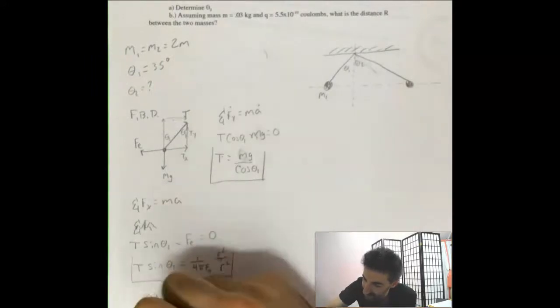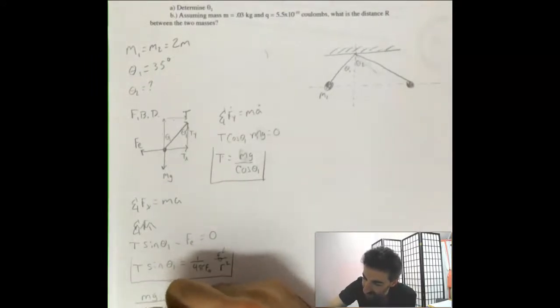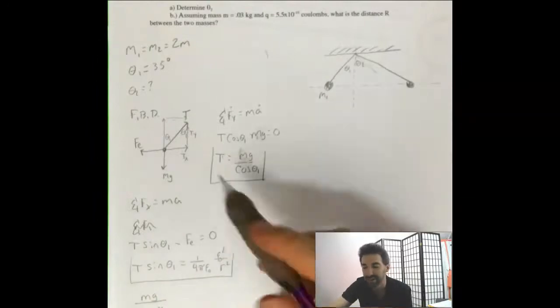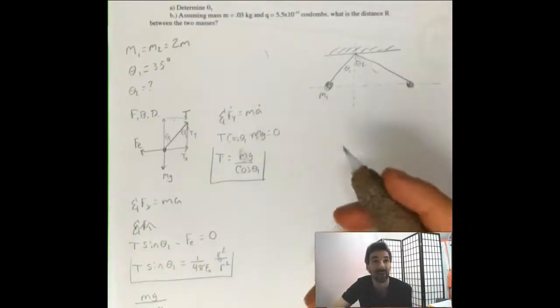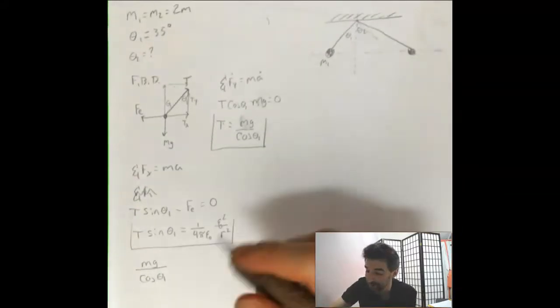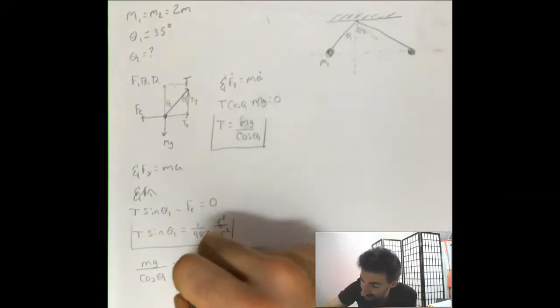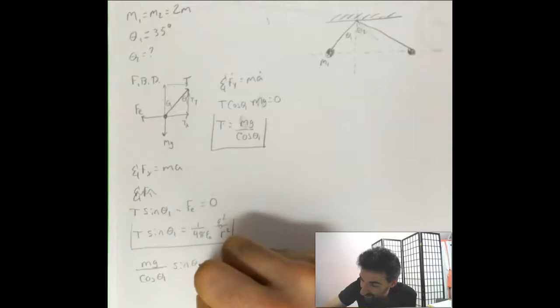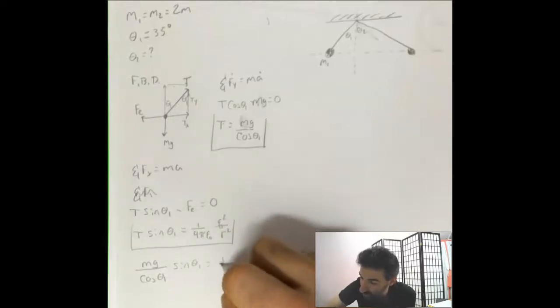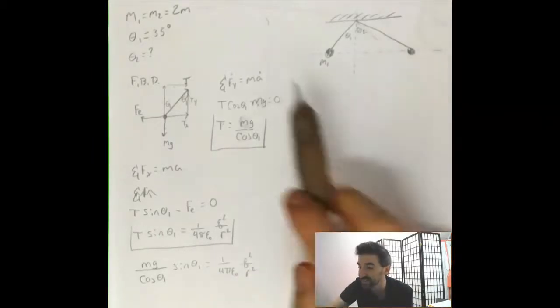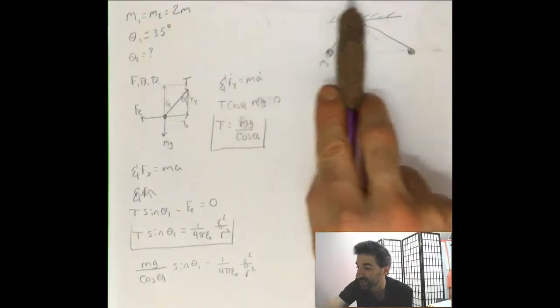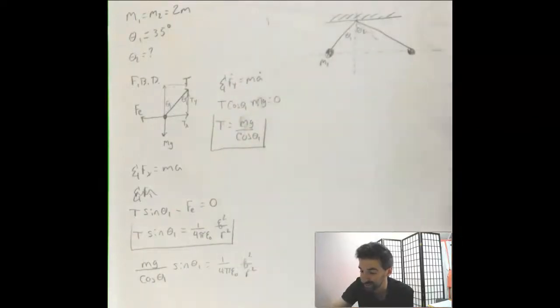mg over cosine theta 1. Now you probably see why I chose that angle. If not, you're not going to have sine over cosine, you're going to have a cosine over a sine. Really not a big deal. Times sine theta 1 equals 1 over 4 pi epsilon 0 q squared over r squared. I could definitely solve, assuming the mass and the charge, the distance. I could definitely solve that distance at this moment in time.